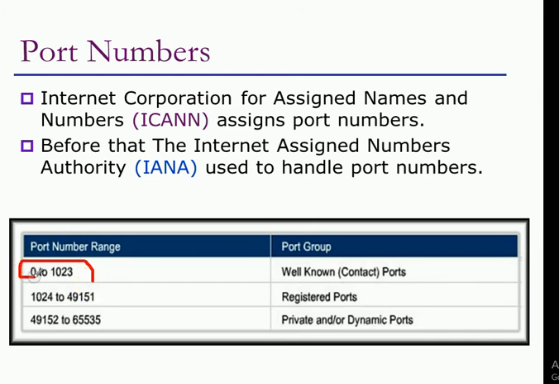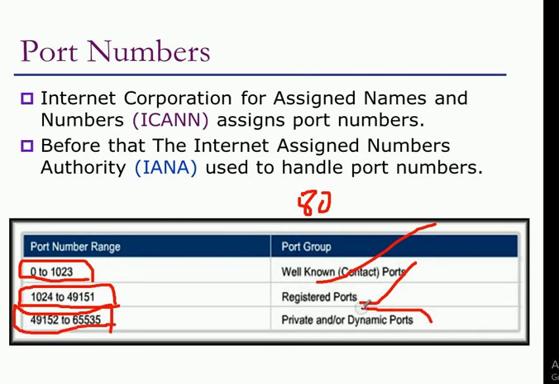0 to 1023, these are the famous ones, well-known ports. 80 is an example of that. 1024 to 49151, these are registered ports. Those are registered by big companies and for other purposes. However, this last part could be private, it could be dynamic. So this is actually the part which we use. This port is something that we use.